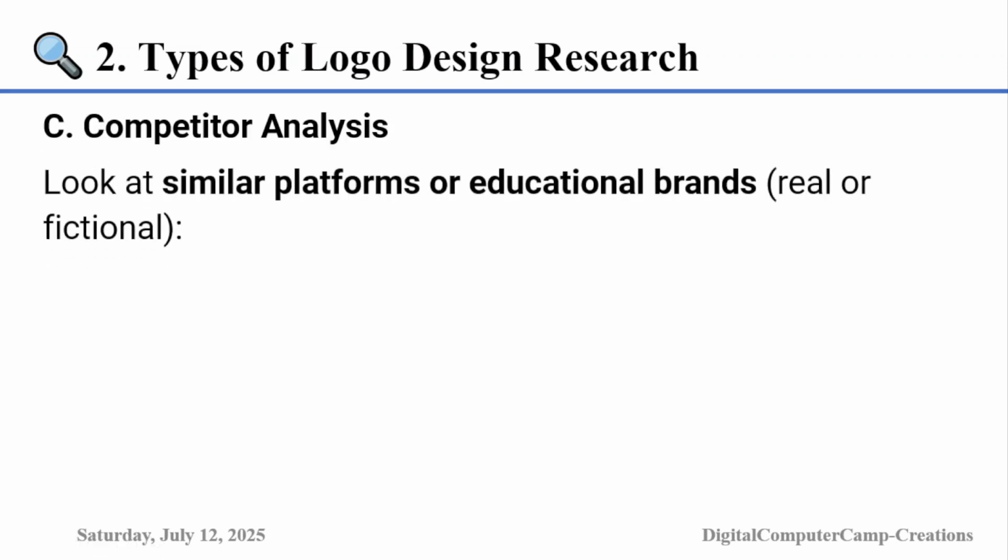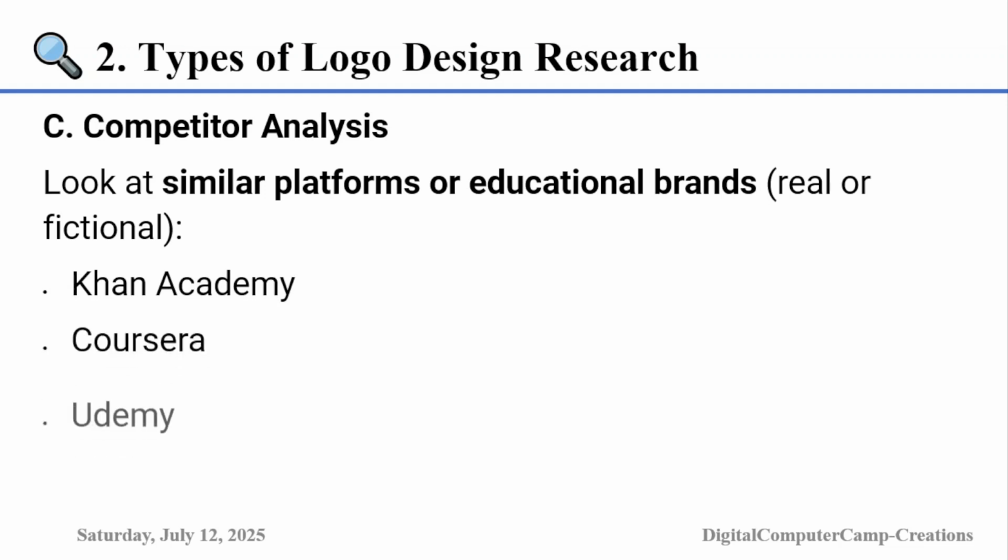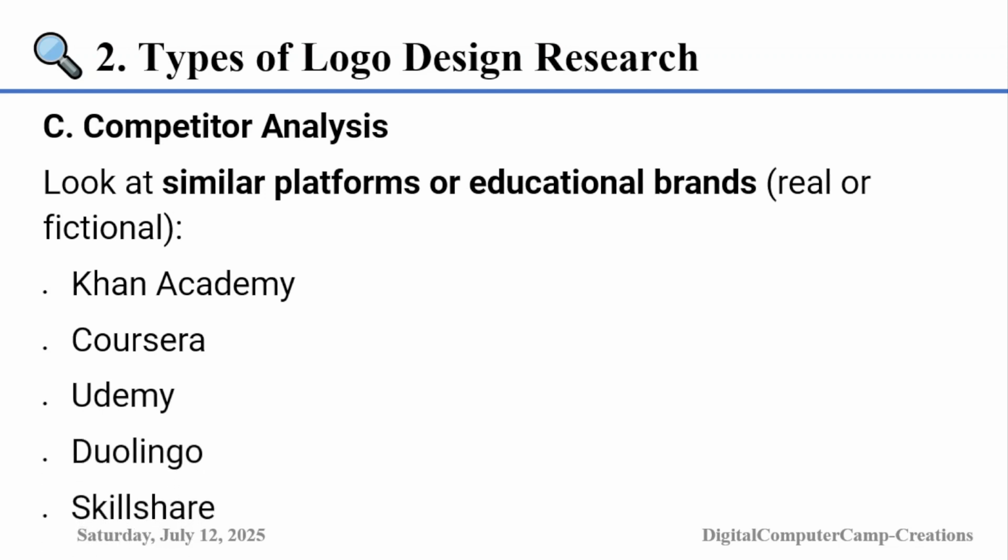Now let's talk about competitor analysis. Look at similar platforms or educational brands, real or fictional. Competitor analysis. Number one, we talked about industry research. You just go on Google, for example, and search competitor analysis. You look for similar brands doing educational things. For example, Khan Academy, this is a competitor, check out their logo, then go to Coursera, check out the logos, then go to Udemy, then Duolingo, check out the logo, and then go to Skillshare.